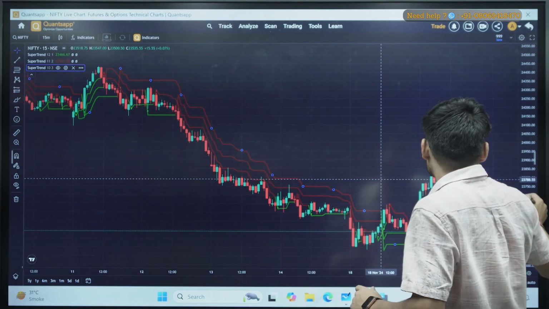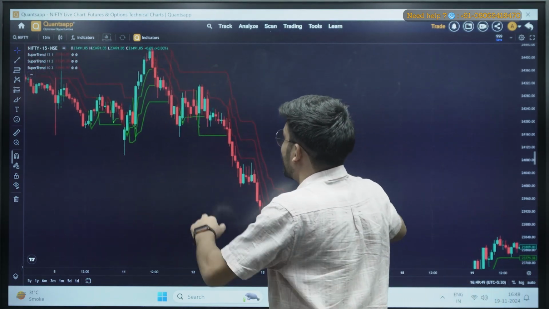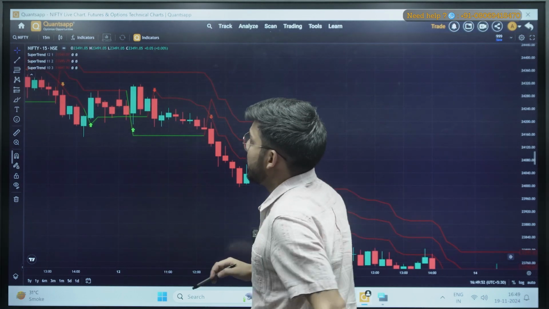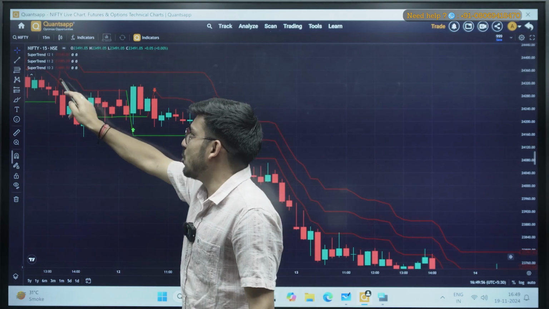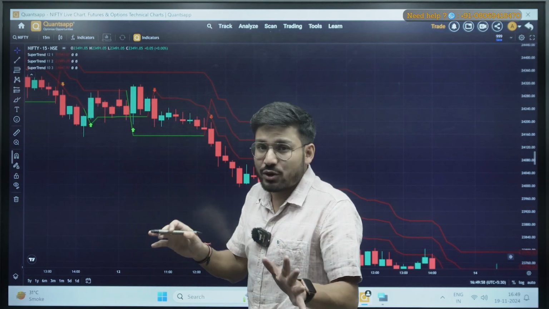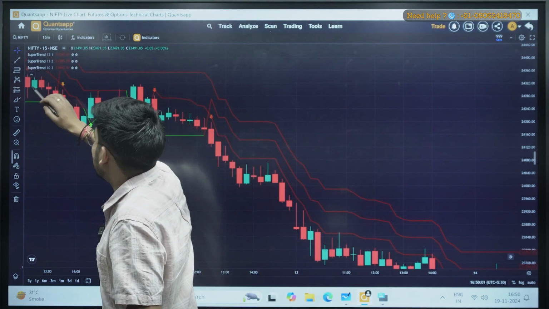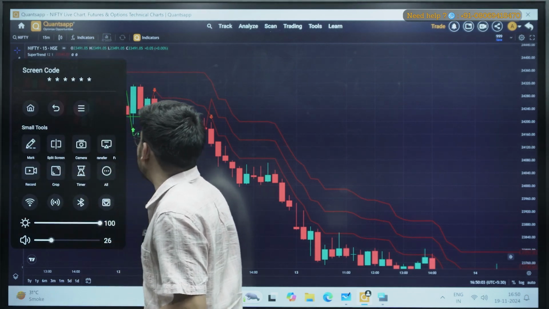Now based on this strategy, what I have to do here, you can see, just ignore these signals. Whenever I'm getting a downward arrow or upward arrow, just ignore those arrows for right now. Now how to take the entry, I will tell you that method.